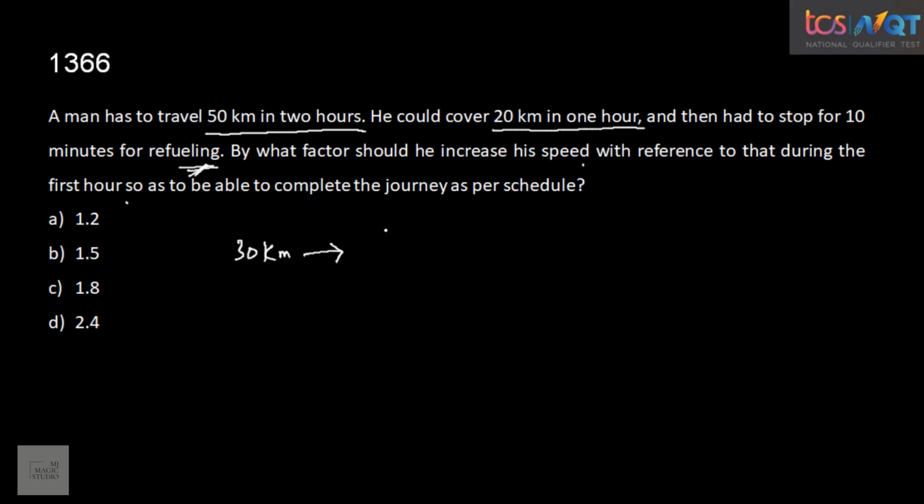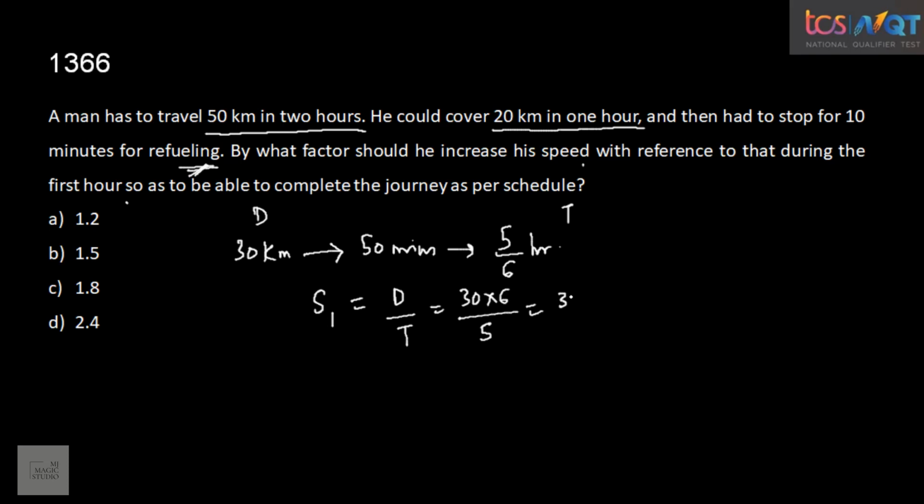Okay. So now to complete 30 kilometers, he has got only 50 minutes time. 50 minutes time means 5 by 6 of the hour here. This is time, this is distance. His new speed should be, formula of speed is distance by time. So that would be 30 into 6 by 5. That is 36 km per hour should be his new speed.